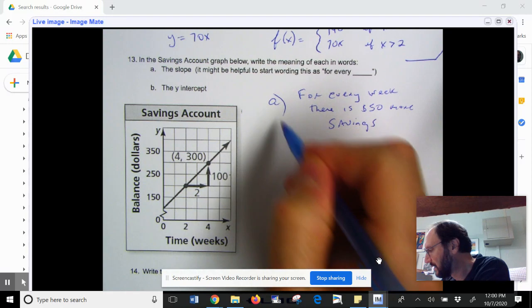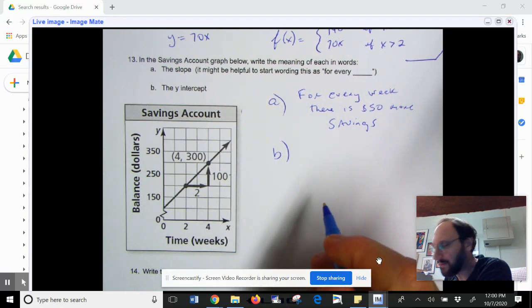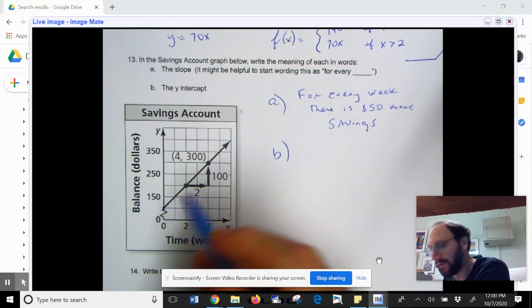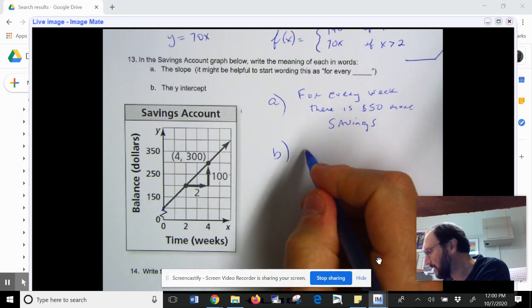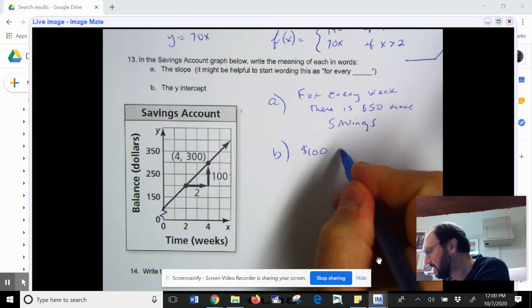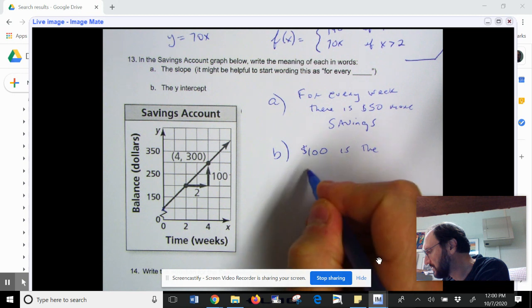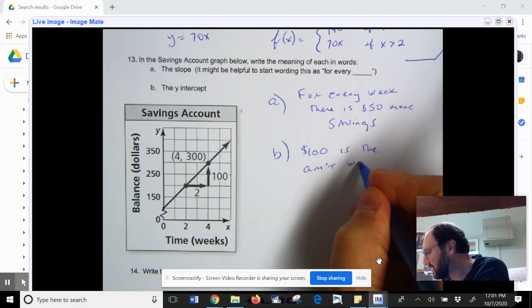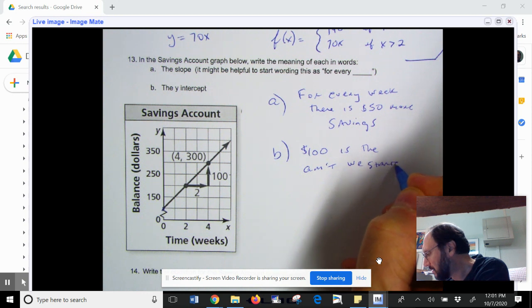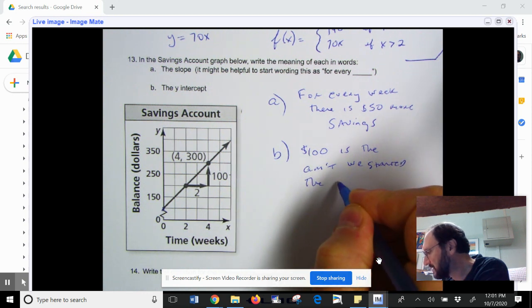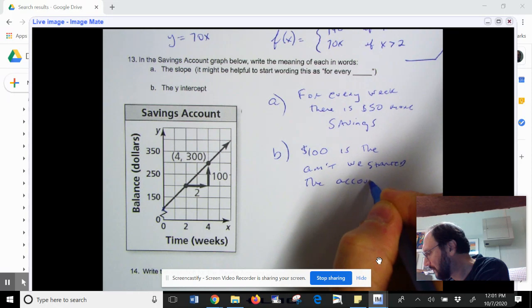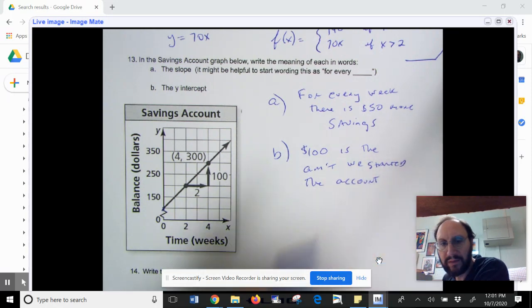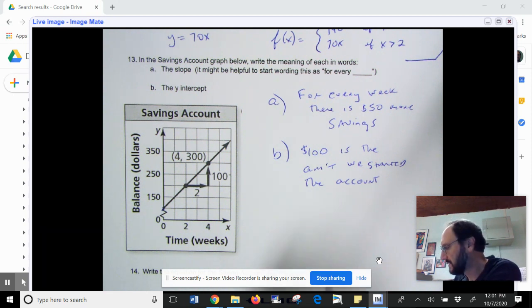So that's A. B is the y-intercept. The y-intercept looks like it's right over here. So I think that the y-intercept of $100 is the amount we started the savings account with. We started the account with $100, and then it went up $50 a piece every time there.